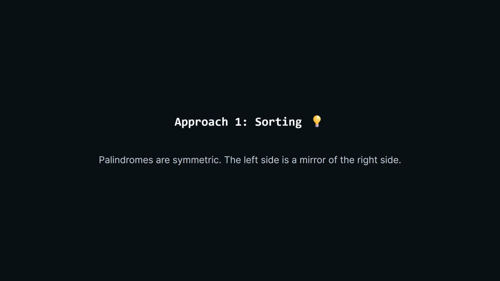Let's look at our first approach. Because we are dealing with palindromes, we know they are perfectly symmetrical. The left half is just a mirrored reflection of the right half. This is a huge clue. It means we don't really have to worry about the whole string. If we figure out the best left side, the right side is forced to just be its reverse.